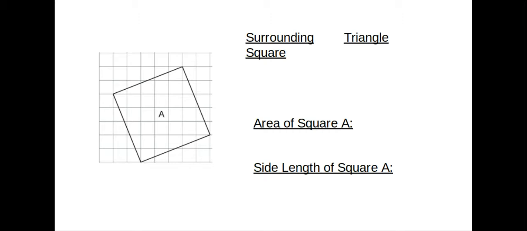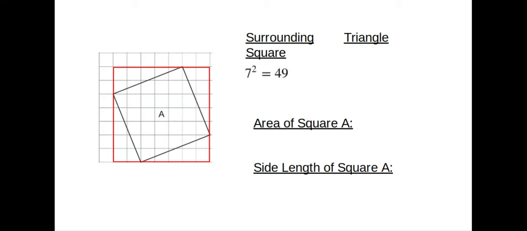Let's take a look at this tilted square. It should look familiar as it is the same tilted square from the last activity. First, we're going to find the area of square A using the surround and subtract method we learned last week. When I surround square A in a larger square, my larger square has a side length of 7. The area of the larger red square is 7 squared, or 49.